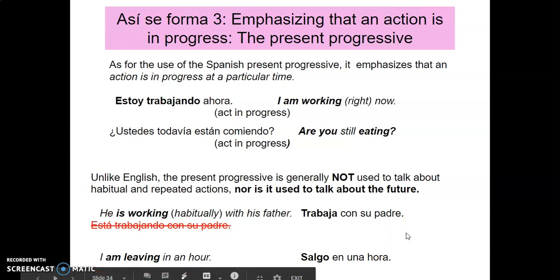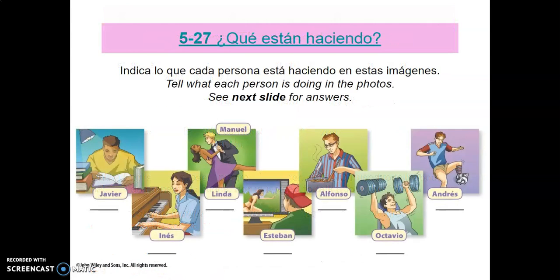Just shoot me a message, or we can plan a time to discuss it. Let's look at the photos here. I want you to think about what each person is doing, and I'm going to kind of give you some ideas of what you could write. And we're going to check it on the next slide.